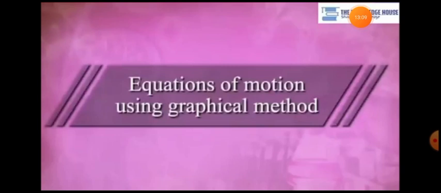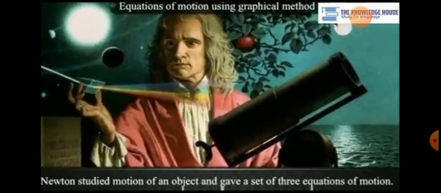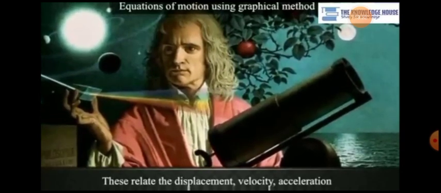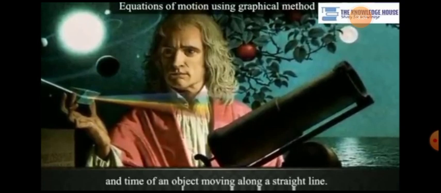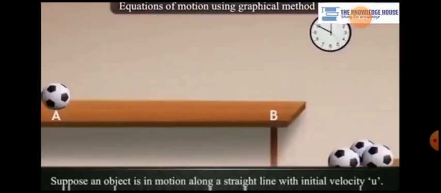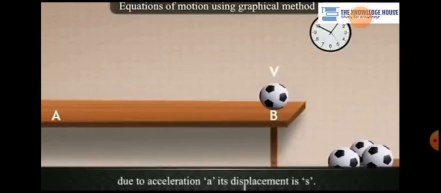Using the graphical method. Newton studied the motion of an object and gave a set of 3 equations of motion. These relate the displacement, velocity, acceleration and time of an object moving along a straight line. Suppose an object is in motion along a straight line with initial velocity u. It attains a final velocity v in time t. Due to acceleration a, its displacement is s.